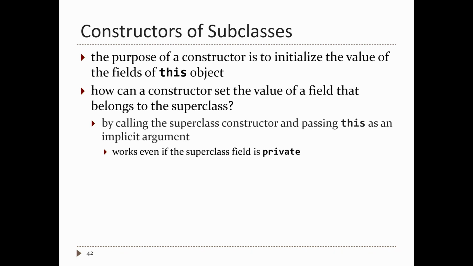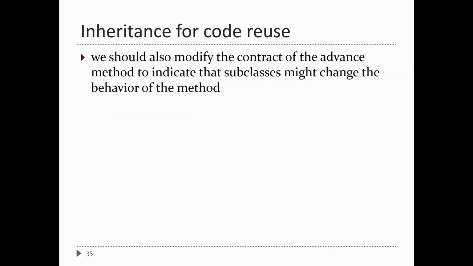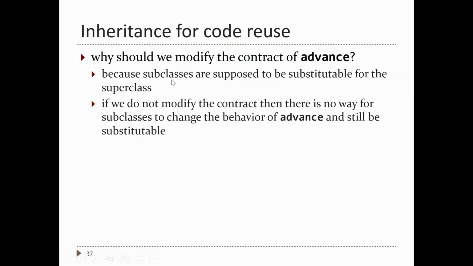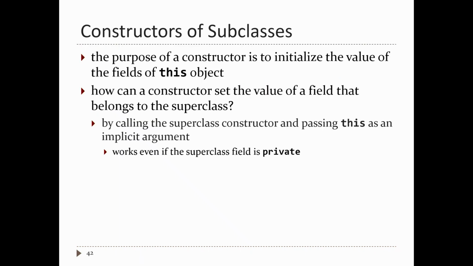Well, if the subclass has access to the fields, then it can just write this dot blah and change the field. So in our counter class, we've changed the counter class so that subclasses have access to the field. We've marked the field protected instead of private, which means subclasses can view and modify the field directly. So in our stopping counter constructor, we can write this value equals 0 if we wanted to. But there's a better way to do this.